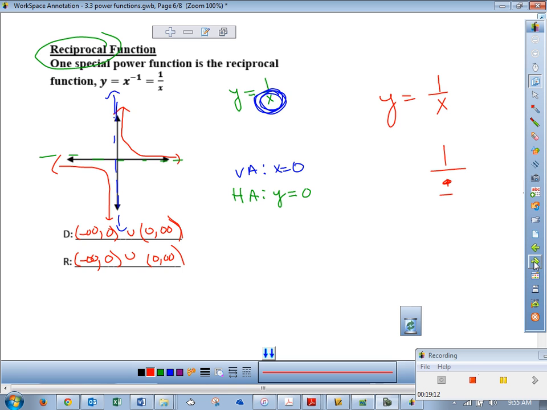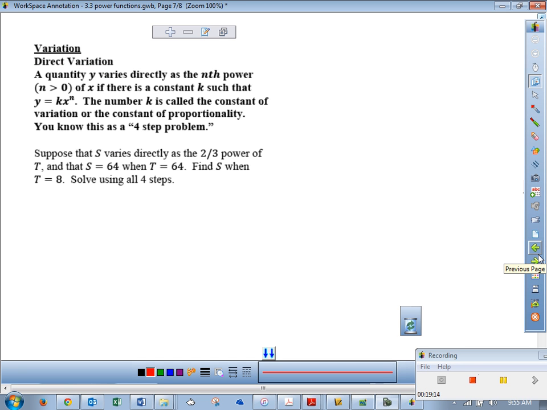And finally, for today, direct variation and inverse variation. Direct variation looks like so.